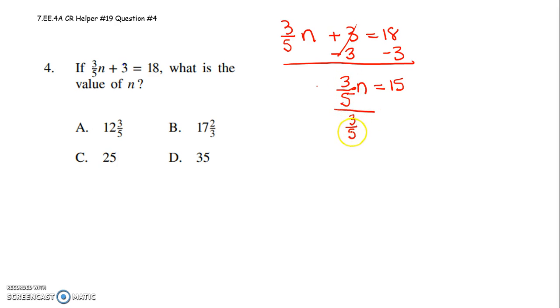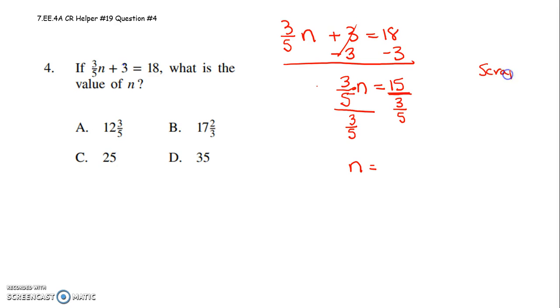3/5 divided by 3/5 is just a fancy form of 1. 1 times n is just n. So that way I'll isolate n by itself. But if I'm going to divide by 3/5 on the left-hand side of an equal sign, I have to also divide by 3/5 on the right-hand side of an equal sign. So now I have to do 15 divided by 3/5.